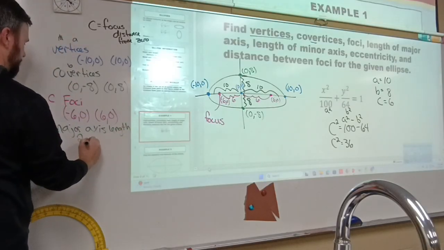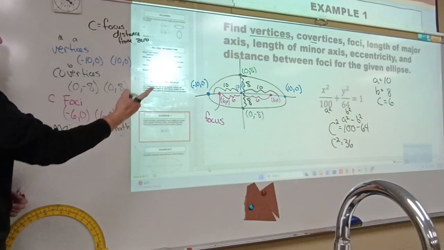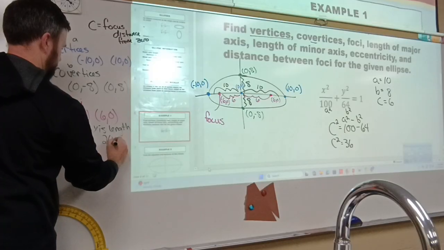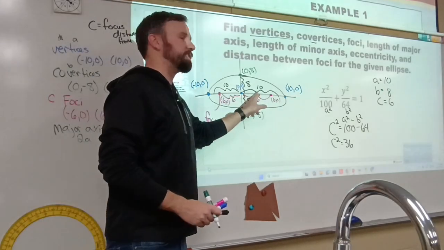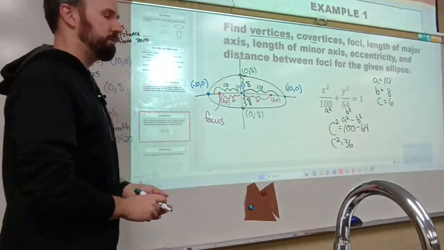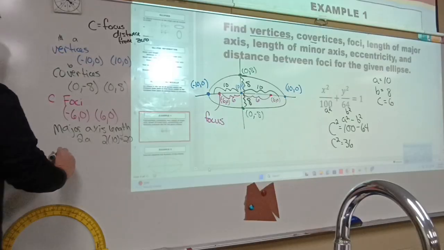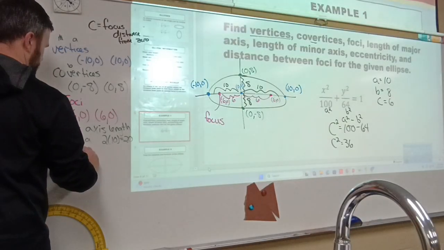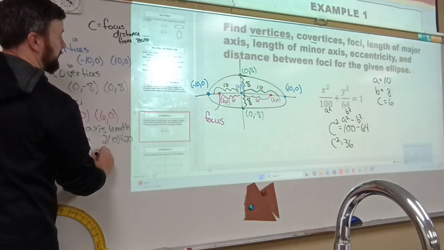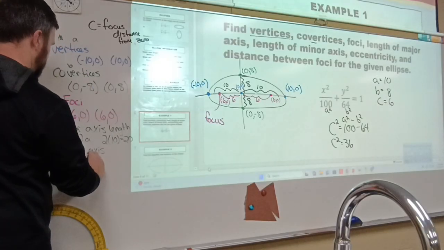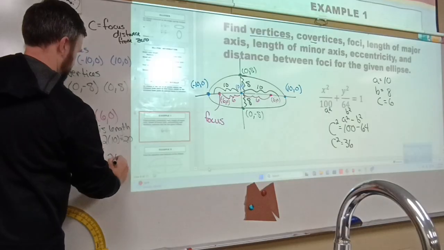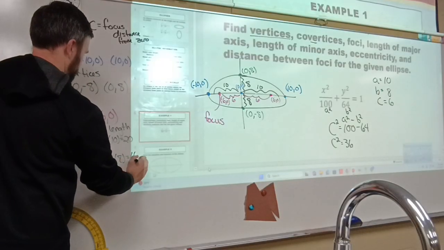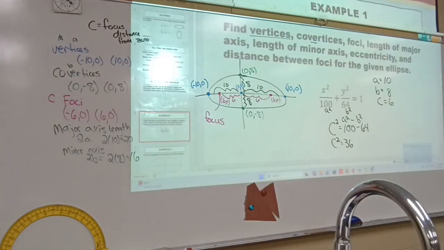Isn't it just 2A? What was my A? 10. That's 20. Could I have also looked at my graph and said 10 plus 10 is 20? Yeah. What's my minor axis length? 2 times B. What's B? 8. That's 16.